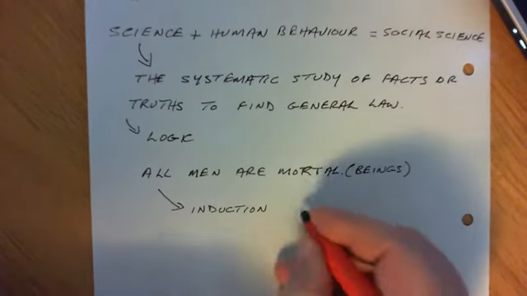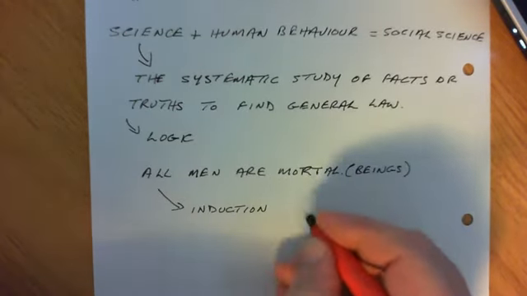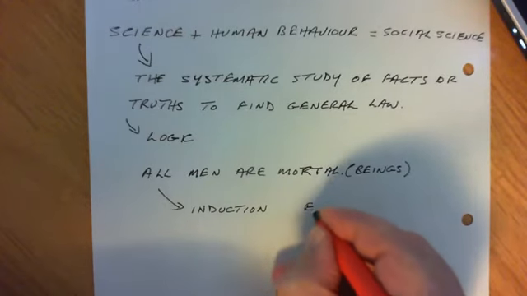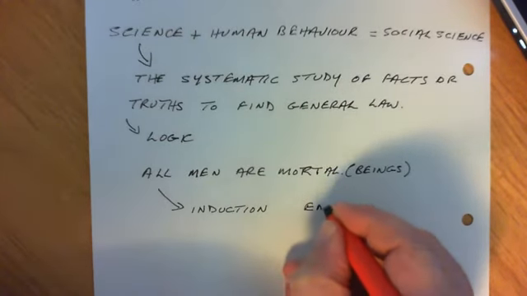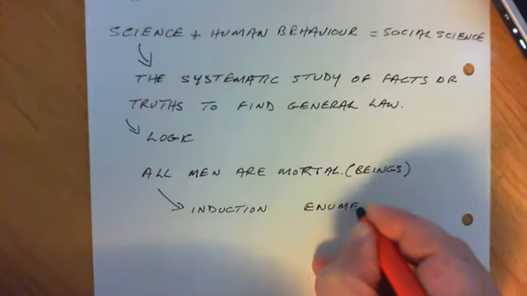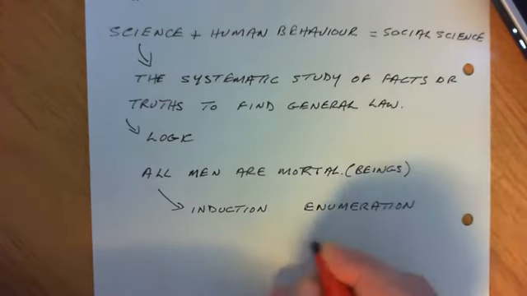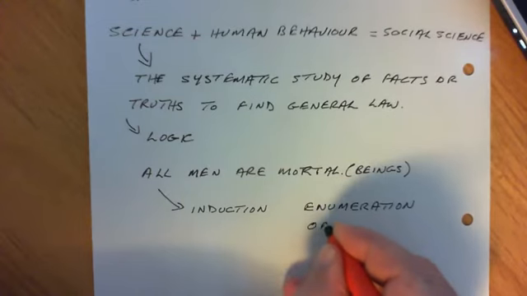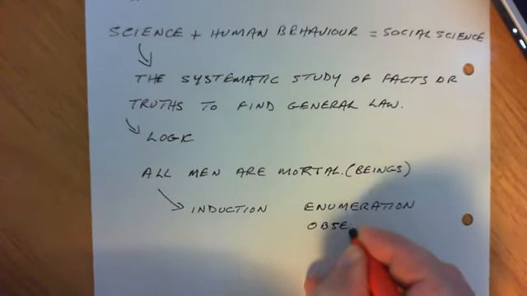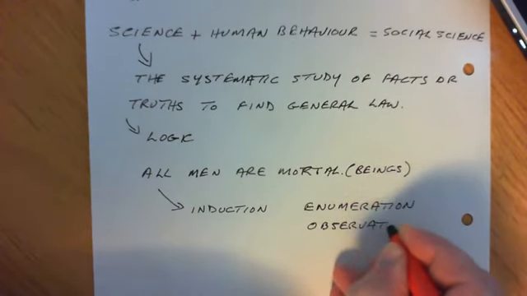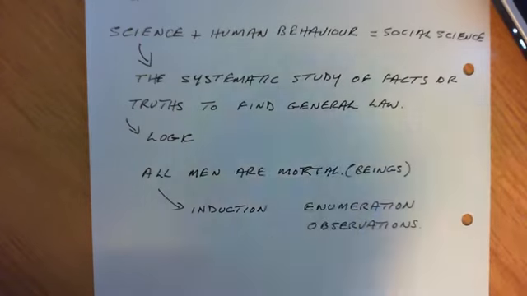We do it by counting it up. In other words, we make observations and count them up. So it's something called enumeration, and the enumeration is of observations. So we count up, and based on the counting up process, we come to a conclusion that all men are mortal beings.